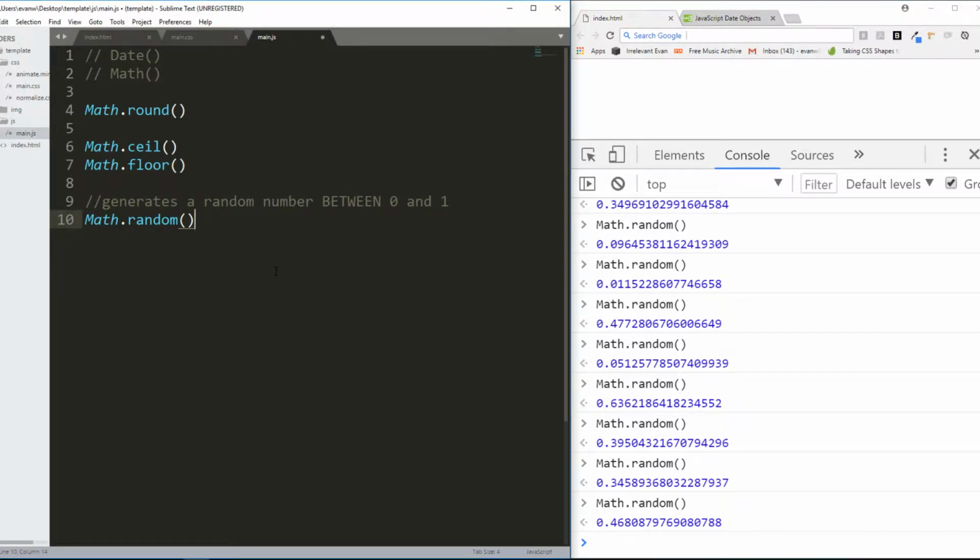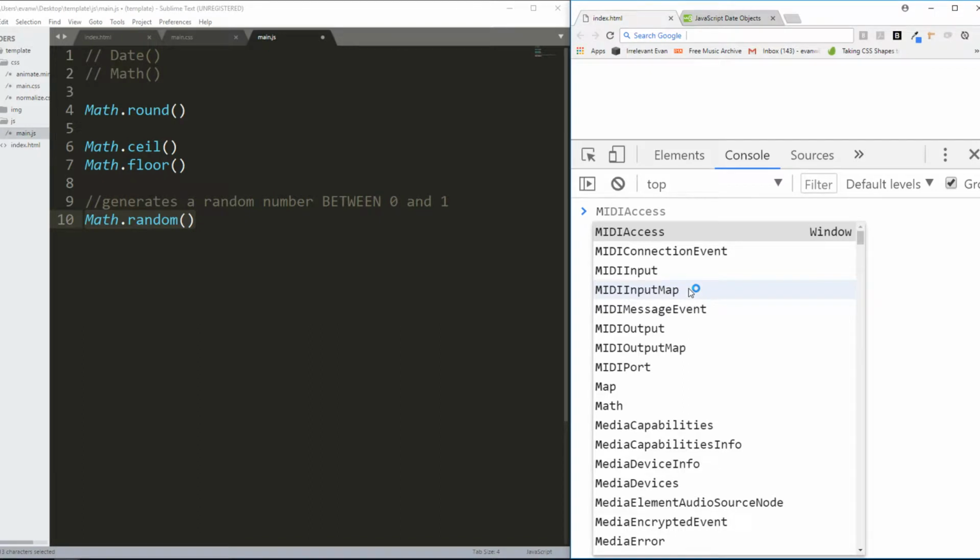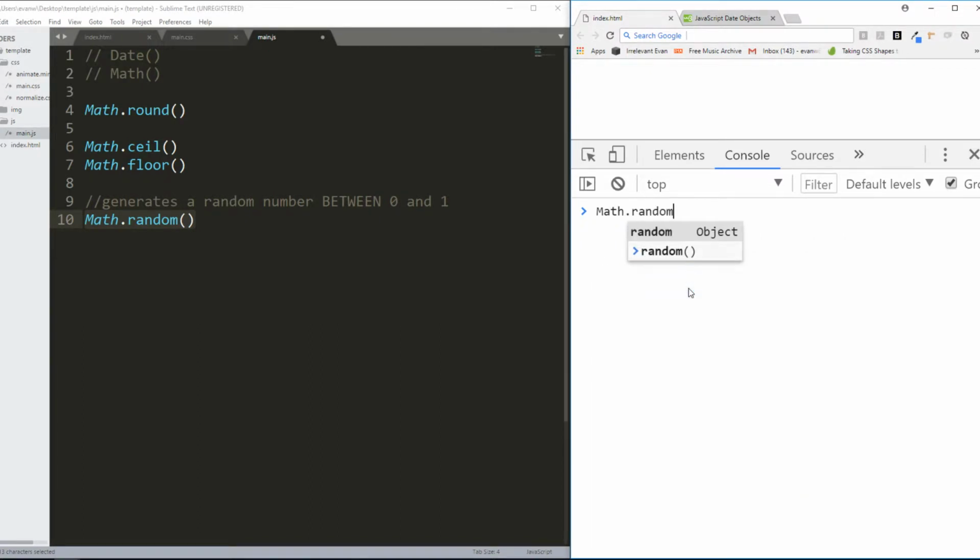How would we use Math.random to, for example, generate a random number between 1 and 10? Can we do that? If Math.random simply generates a random number between 0 and 1, how can we use it to generate a random number between 1 and 10? Well, what if I do this? Math.random times 10. What does that give me?